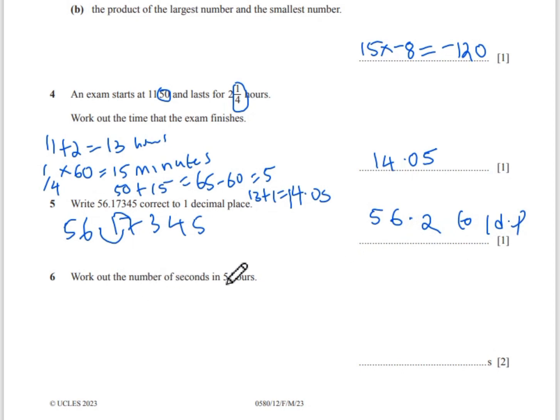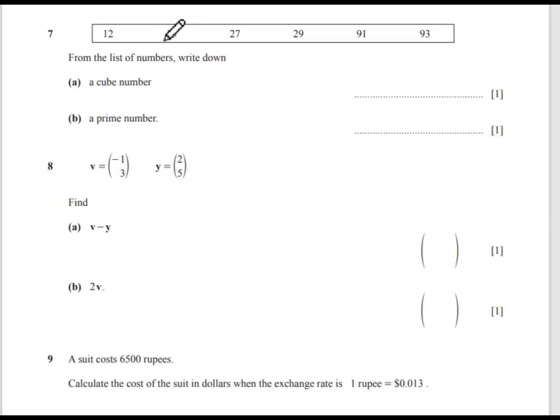Now I say work out the number of seconds in 5 hours. You know, in an hour you have 60 minutes, and in a minute you have 60 seconds. So to get the number of seconds in 5 hours, it becomes 5 multiplied by 60, then multiplied by 60. 60 times 60 is 3600, multiplied by 5, that's 18,000. So you have 18,000 seconds in 5 hours.